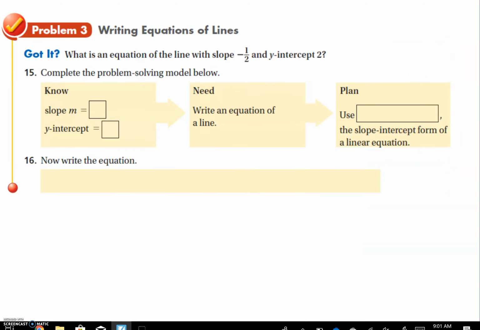Okay, what is an equation of the line with slope -1/2 and the y-intercept is 2? So we're just going to quickly write this. My slope is -1/2. My y-intercept is 2. My equation would be y equals -1/2 x plus 2.